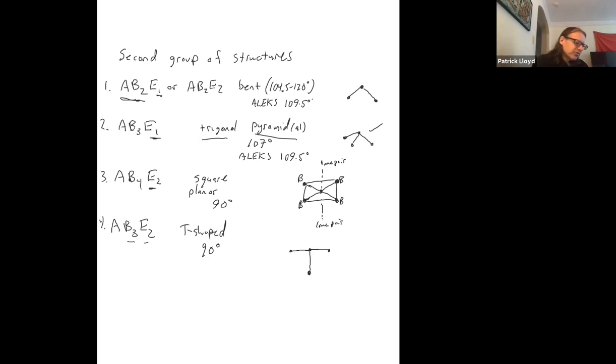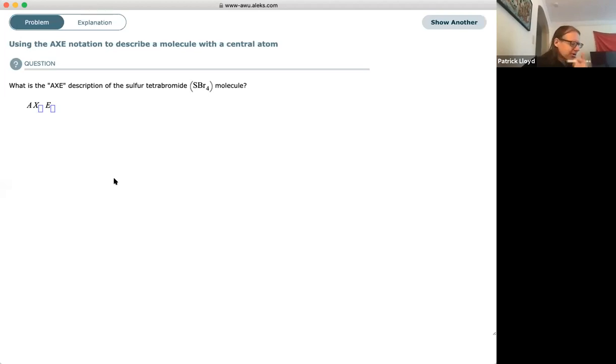Okay, this is kind of cool. This one's simple. Some of these ALEKS problems are really basic, and then other ones are kind of involved. And there's no pattern to it, like simple, harder, harder. So use the AXE notation. They're not using B, they're using X. Your textbook, I think, uses B, but ALEKS uses X. AXE, okay? Use the AXE notation to describe a molecule with a central atom, okay?